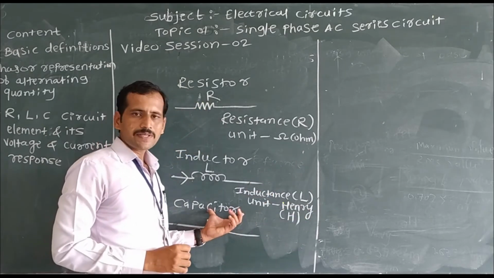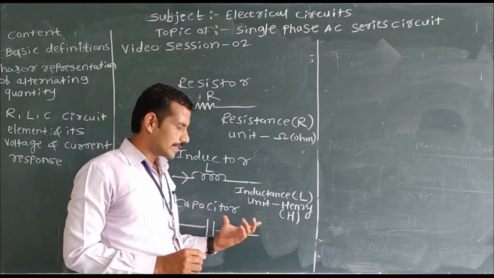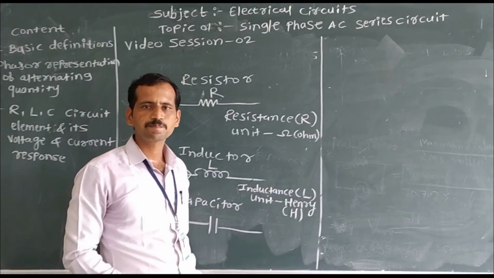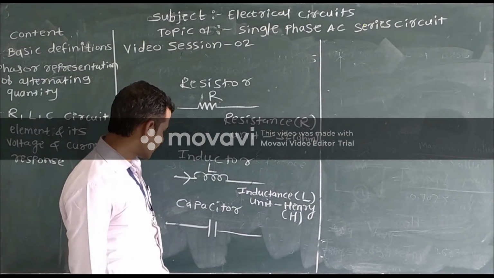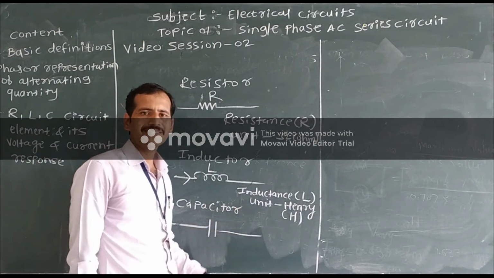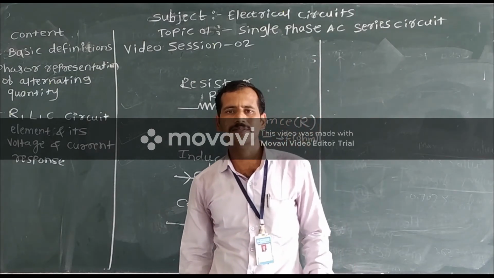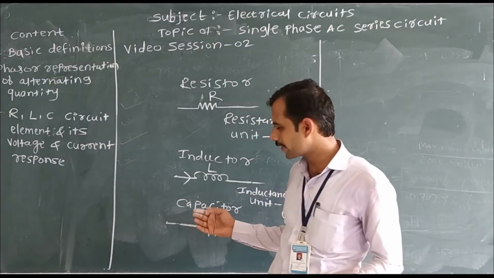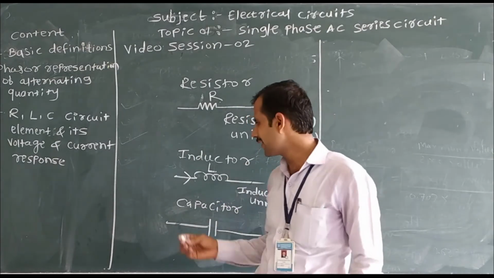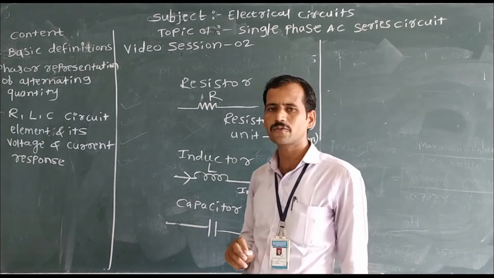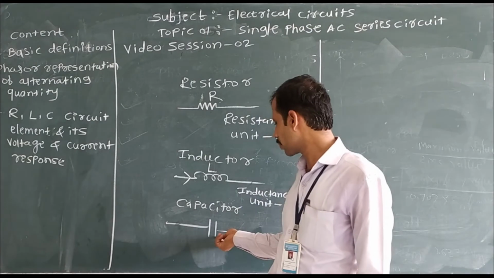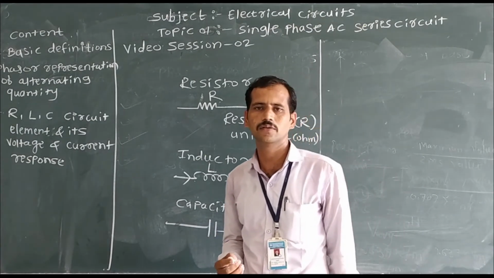Next will be capacitor. Last we will see capacitor. So again, capacitor is an energy storing device which stores the energy in the form of electrostatic field. Here inductor stores the energy in the form of magnetic field, but here capacitor stores the energy in the form of electrostatic field.